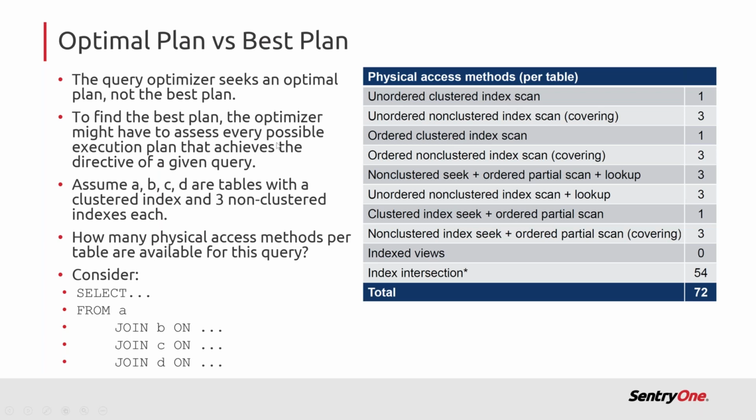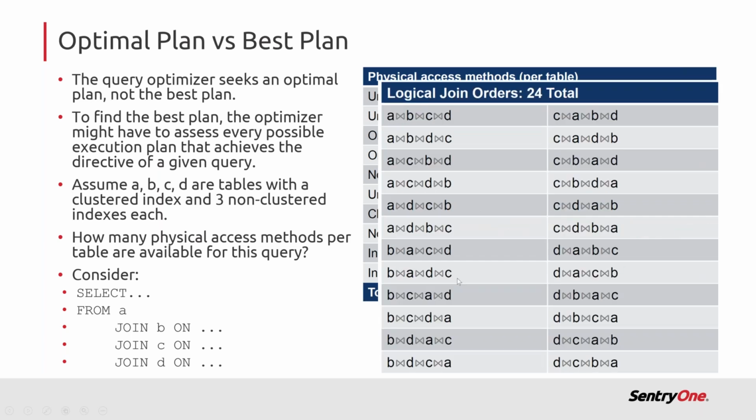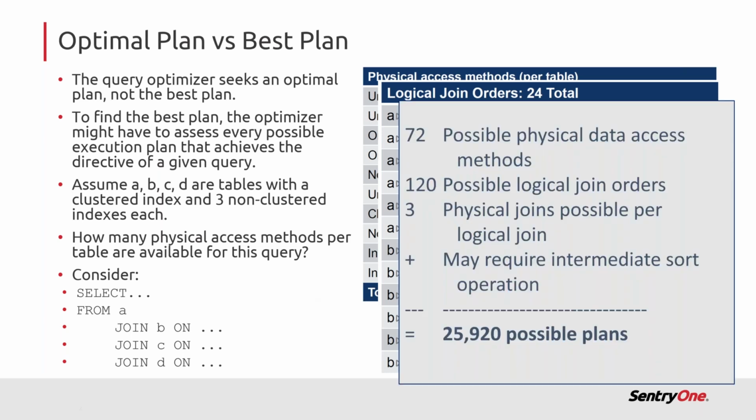On top of that, SQL Server will do those associative transformations that I was telling you about. So it tries every join order, all 24 of them. And then on top of that, SQL Server also has a bunch of physical operations it can use. It can use those 72 physical data access methods, 120 possible logical join orders, and then it has the 3 join algorithms of a hash, a merge, or a nested loop. So that means for a 4-table join with approximately 4 indexes each, SQL Server has to figure out a plan that you can get satisfactory performance with out of about 26,000 alternatives.